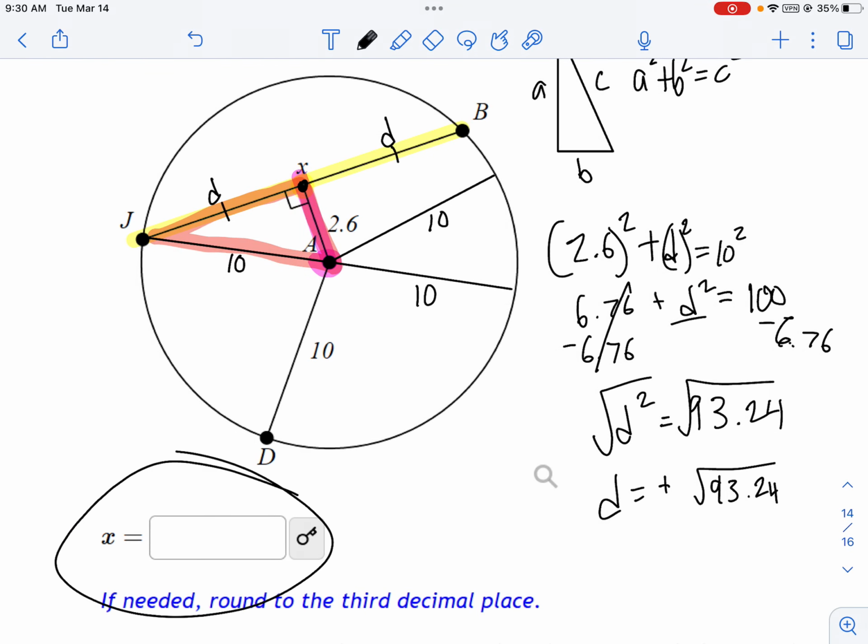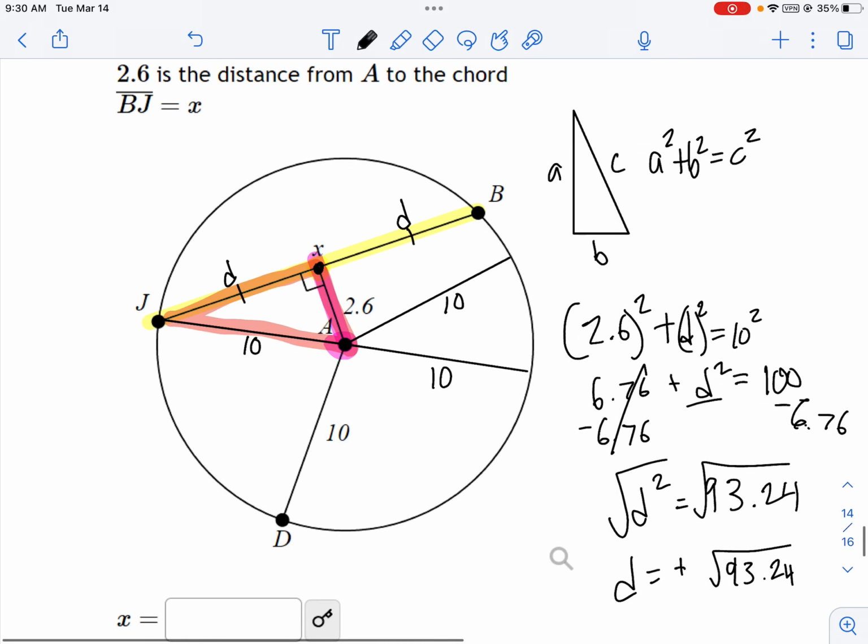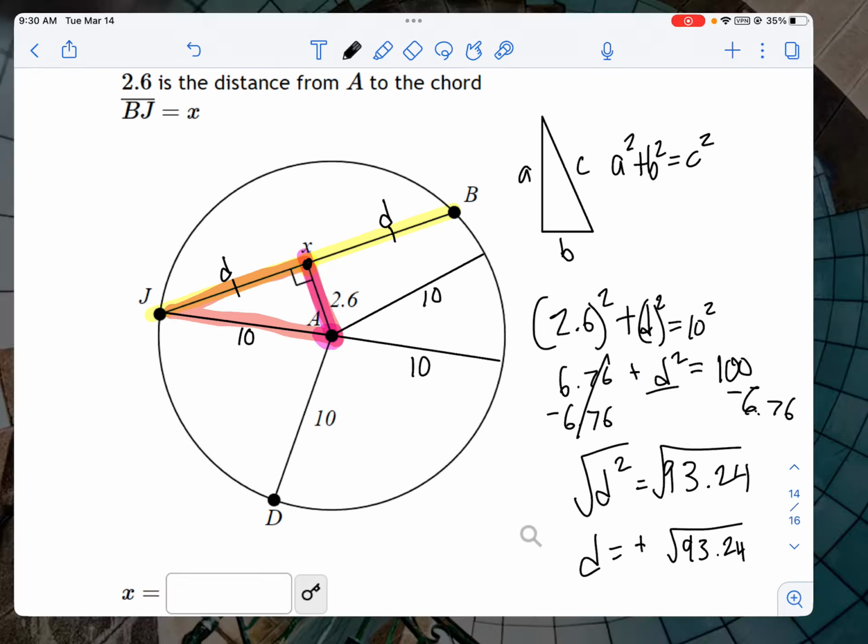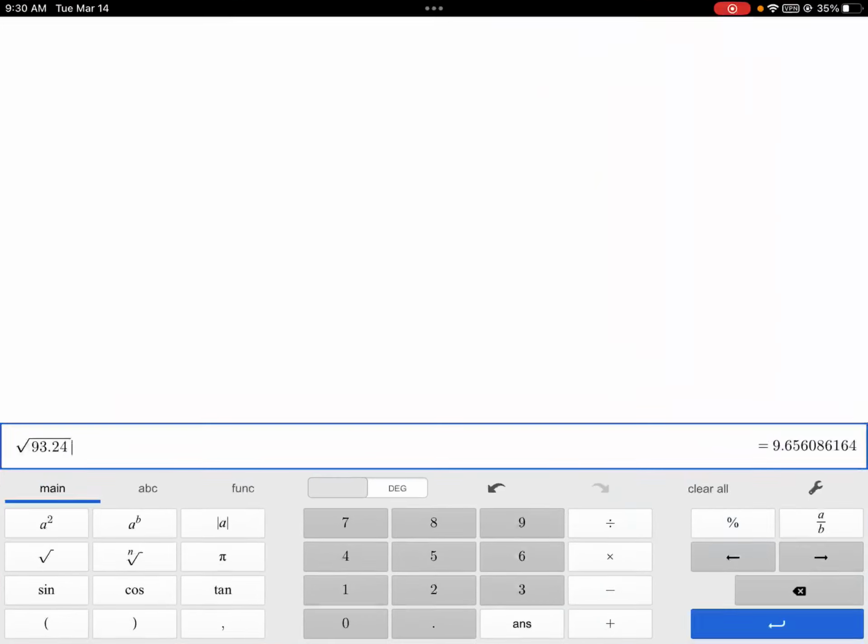And is d x? No. d was half of x, because d plus d, both of them together, will be your x. So we only have this distance to get the rest of the way, and that's just another d. All we have to do is take our number that we found for d and multiply that by 2. That means the entire chord length will be 19.3121723, and so on and so forth.